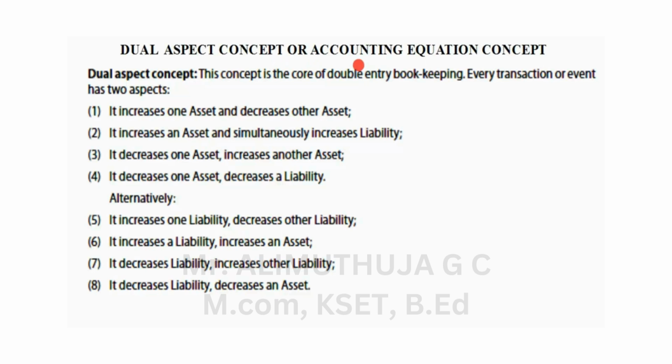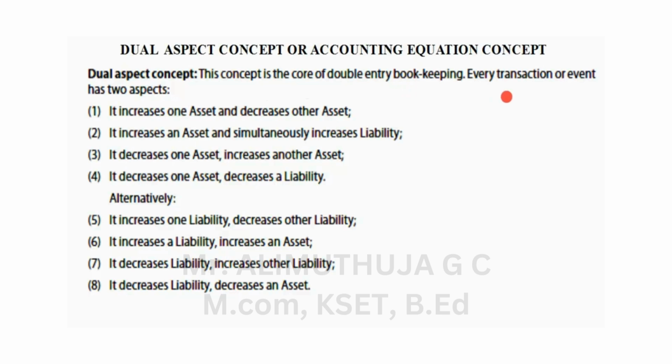According to me, if you do not know the dual aspect concept, then you don't know 50 to 60% of accounting. Therefore, understanding of this concept is very important. Let us read. This concept is the core of double entry bookkeeping. Every transaction or event has two aspects. This concept is very important for the double entry system of bookkeeping.